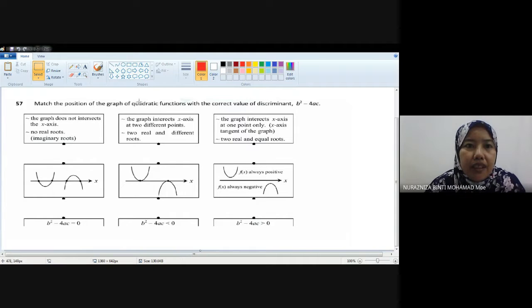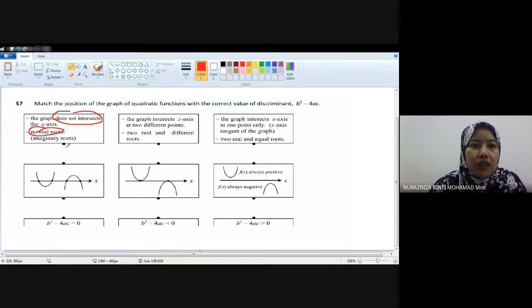Match the position of the graph of the quadratic function with the correct value of the discriminant for it. The first one, the graph does not intersect the x-axis, so it has no real root. So the graph will be one. It does not touch the x-axis, so the discriminant will be b square minus 4ac less than 0.